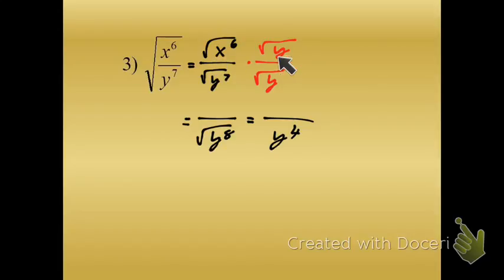Upstairs does not. All right, so we can combine these two, make it the square root of x to the 6th y, and then you go ahead and simplify the square root of x to the 6th, make it x to the 3rd, and then you have that square root of y left over.